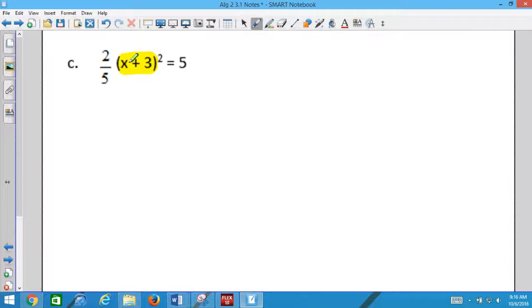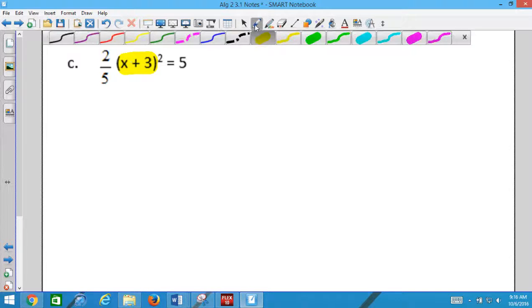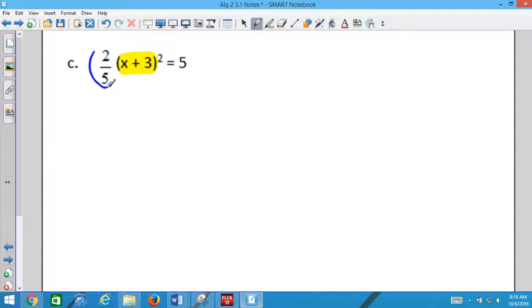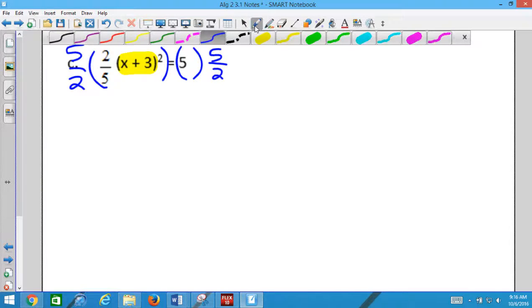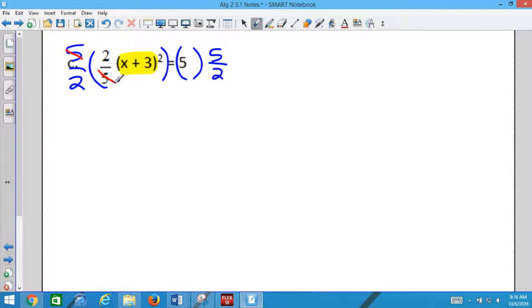So how do I get rid of this stuff other than the x plus 3? Okay, we're going to multiply by 5 over 2. You multiply by the reciprocal to cancel out a fraction. So that cancels the 5s, and that cancels the 2s on that side.